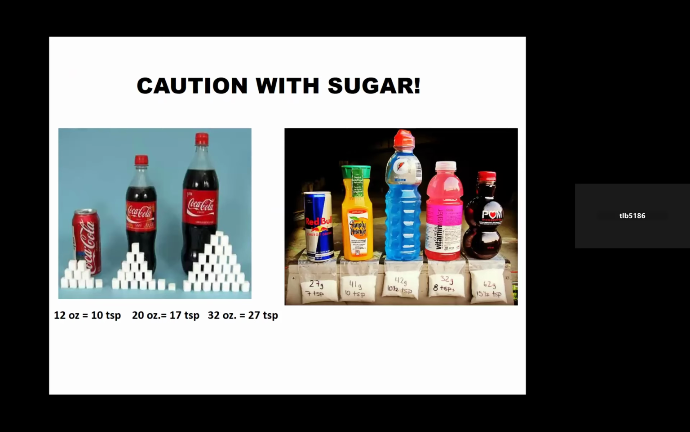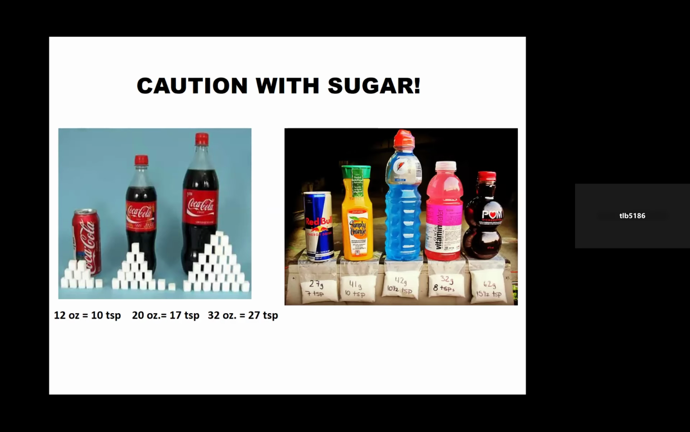A single 12-ounce can of Coca-Cola has 10 teaspoons of sugar. A 20-ounce bottle, 17 teaspoons of sugar. And a 32-ounce bottle of Coke has 27 teaspoons of sugar. And just because we assume something to be healthy doesn't mean it is. Red Bull, which is not healthy, first of all, 7 teaspoons of sugar, 23 grams of carbs. Orange juice, 41 grams of carbs, 10 teaspoons of sugar.